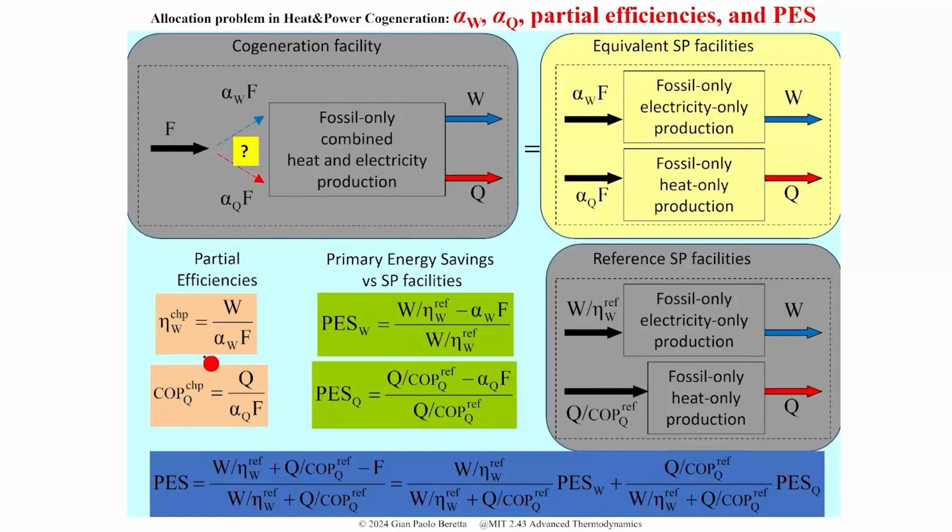And once you have chosen those alphas, you can define the COPs and the partial efficiency of your work and of your heat production. And as we said, this topic all started when the COP of heat production became important in determining the energy efficiency of buildings, which in turn determines the value of these buildings. So this has an economic impact.